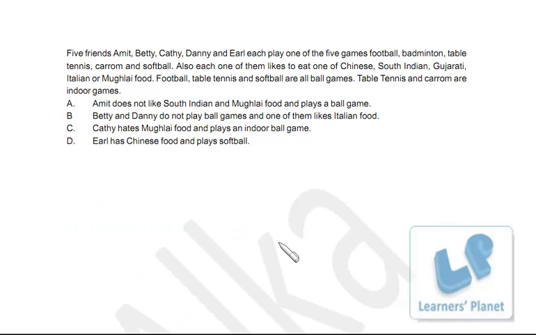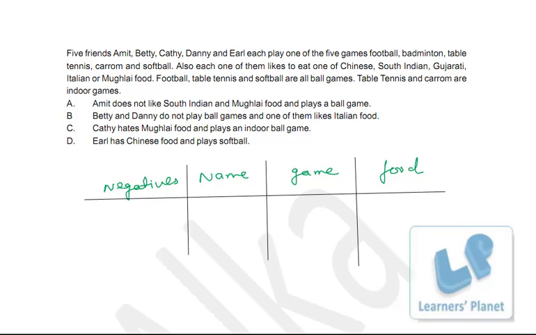Now first what I do, I just make a table over here where I put up the name of the person, then the game he plays and the food he eats, right? And there are some conditions which are negative, so I just put up some negatives over here, right? Okay, now whatever information is given over here, that we will include in this table.